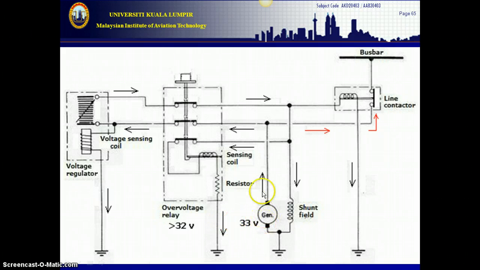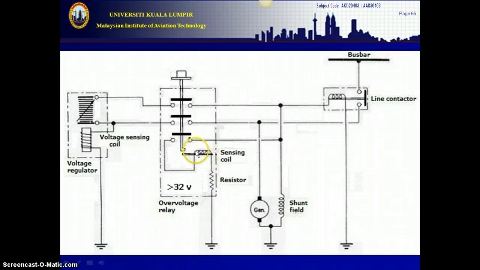Here, 32. Once it becomes energized and pulls, all the contacts will open, and therefore the output of the generator cannot go through to the bus bar as this contact is open. Once all these contacts open, current cannot supply to this coil, to the line contactor. When no current flows to this line, the relay is not energized, so it will not close this line contactor. Okay, that's all for overvoltage protection.